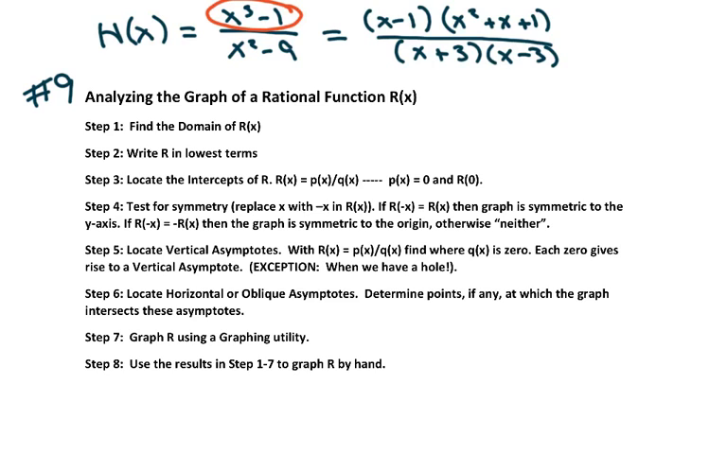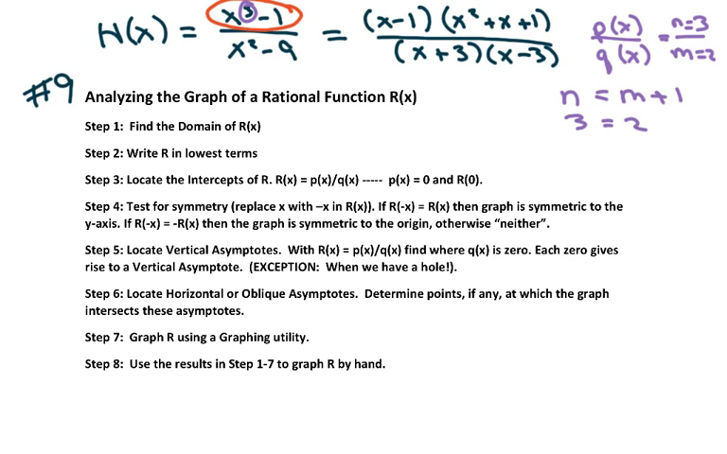So p of x is on top and q of x is on the bottom, the denominator. The degree in the numerator is 3, and the degree in the denominator is 2. Since n is equal to m plus 1, i.e. 3 equals 2 plus 1, that means we have an oblique asymptote. I'm just letting you know here. And that means we're going to have to use long division on this one.